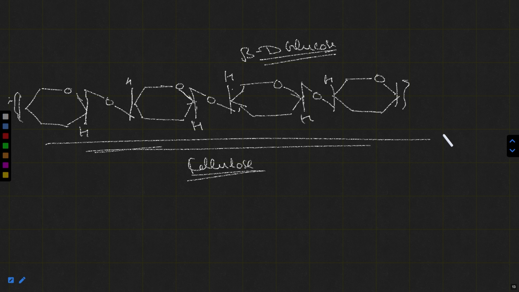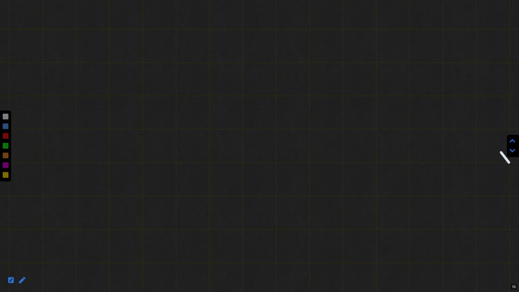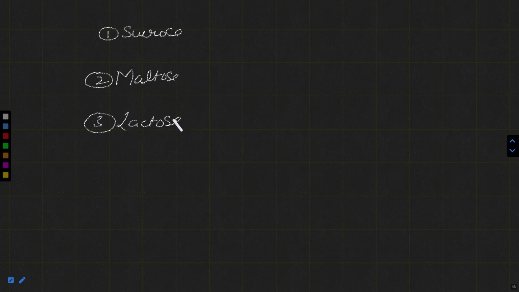Let us revise all those disaccharides and polysaccharides. So far we have seen three types of disaccharide: the first is sucrose, the second is maltose, then lactose. These are the three examples of disaccharides. And for polysaccharide we have starch, which is 20% amylose and 80% amylopectin.